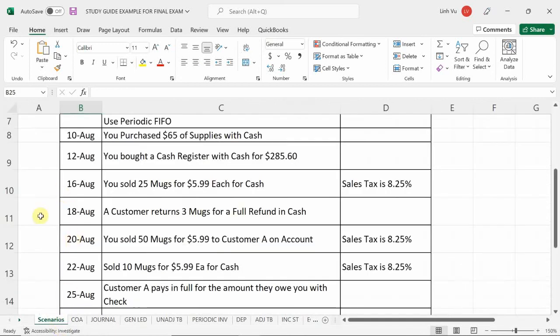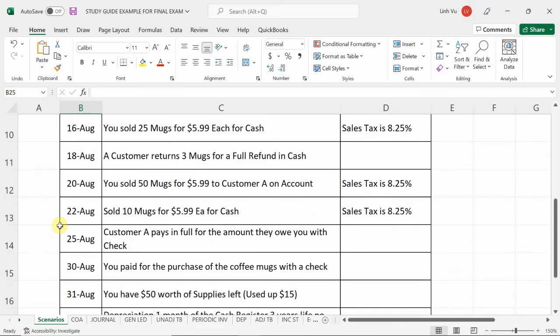Okay. So, does this sales return affect your inventory? No, because we never kept track of the sales in the first place. So, in this case, no, nothing was there. Okay.